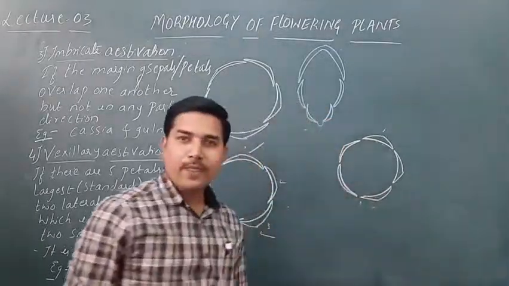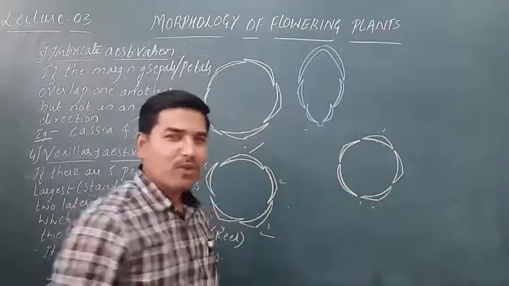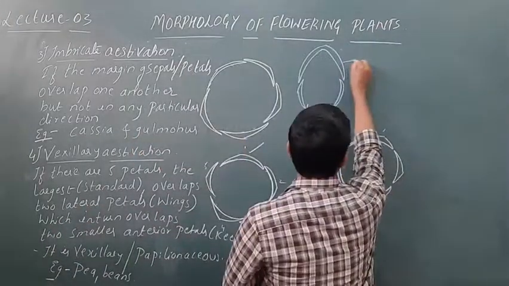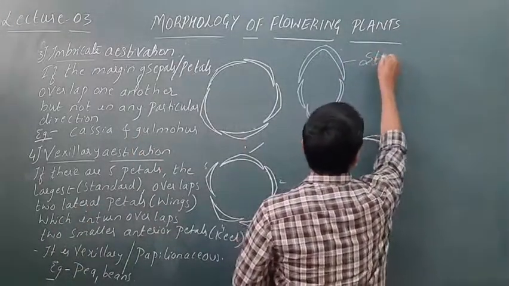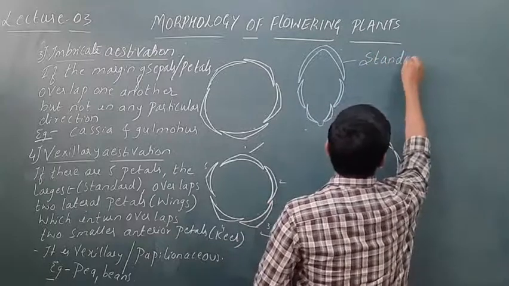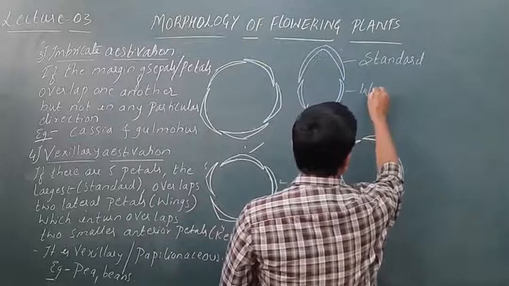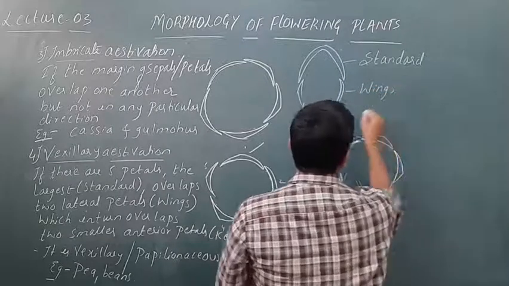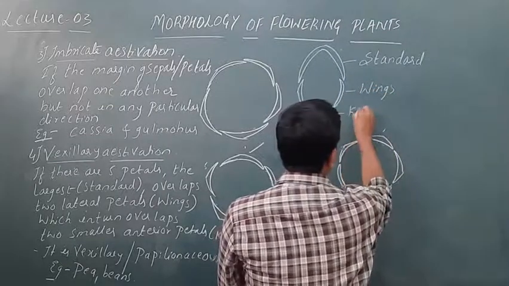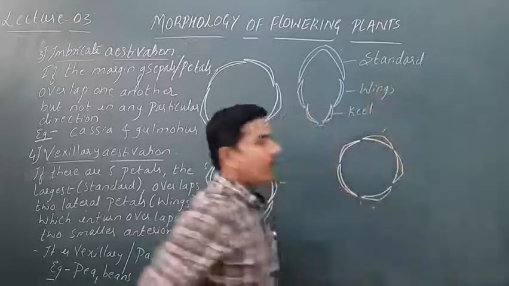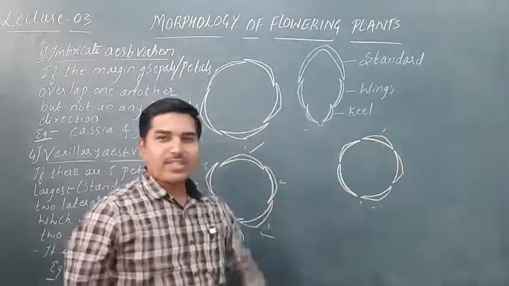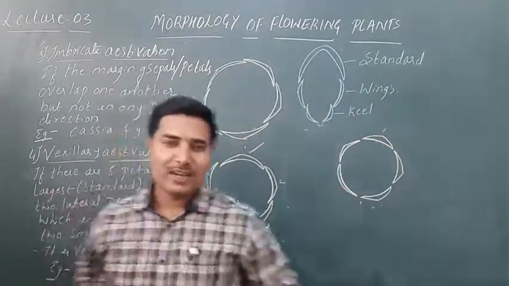Okay, now what is the name that we are going to give for this? This is standard. These are called as wings. This is keel. Such type of estivation is called as a vexillary. Now look at the definition.